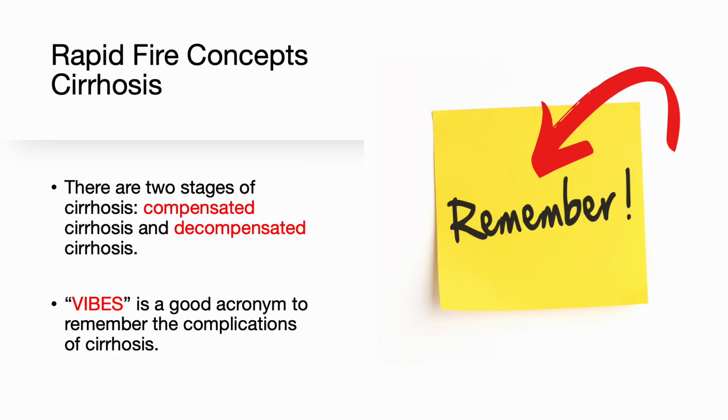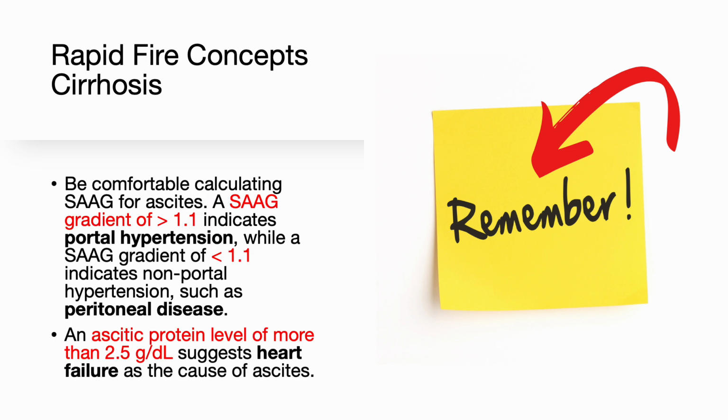Now let's go over some rapid fire concepts on cirrhosis. There are 2 stages of cirrhosis: decompensated cirrhosis and compensated cirrhosis. VIBES is a good acronym to remember the complications related to cirrhosis. Be comfortable calculating SAAG for ascites before you take your exam.